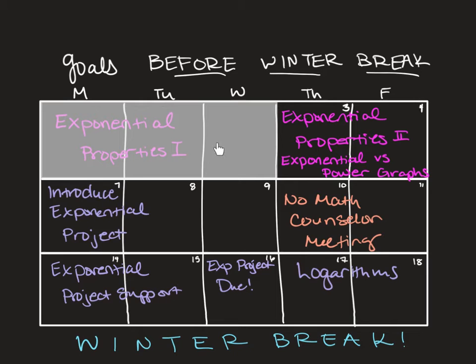This is what we did on Monday. The end of the week, we did exponential properties number 2 and the exponential and power graphs. On Monday or Tuesday, depending on when you have me in class, I'm going to introduce the project that y'all are going to work on, and you'll have some time to work on that. The next Wednesday is a no school day. So no school. This is a time for you guys to work, and there will be office hours. And if you want to make an appointment with me, you absolutely can.